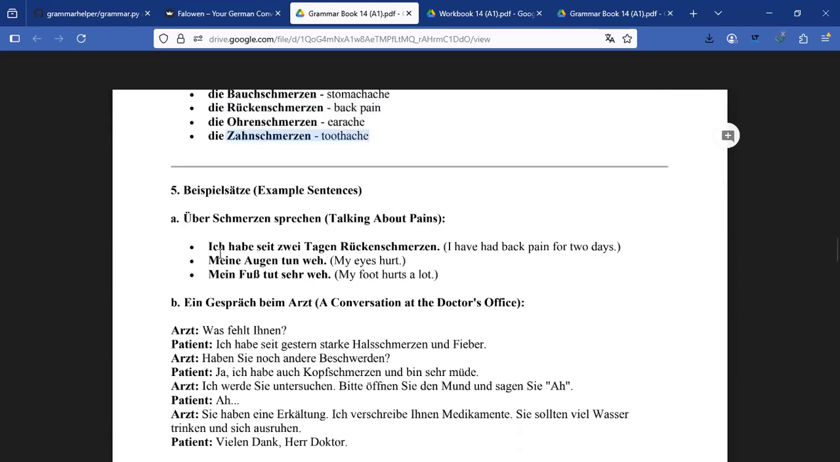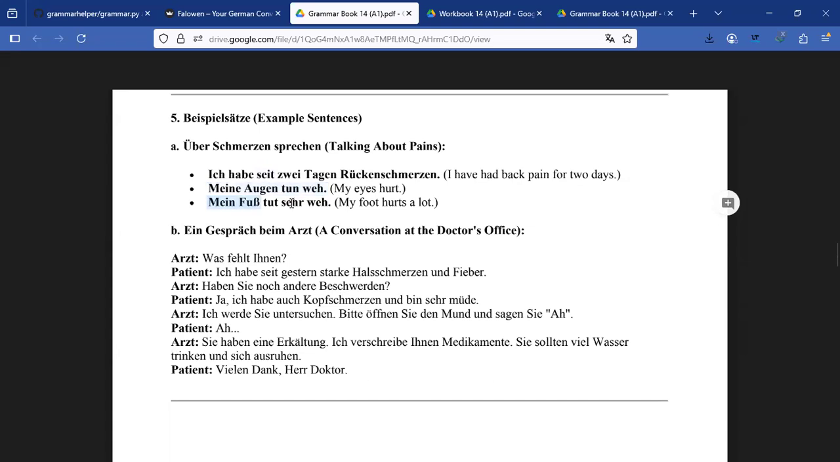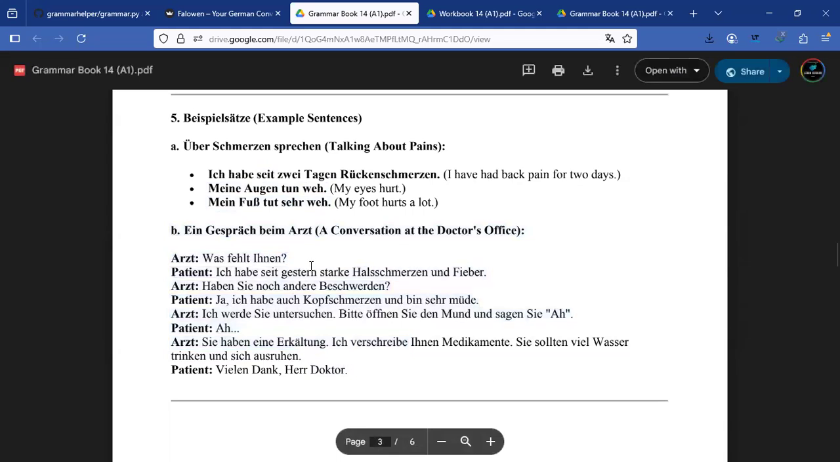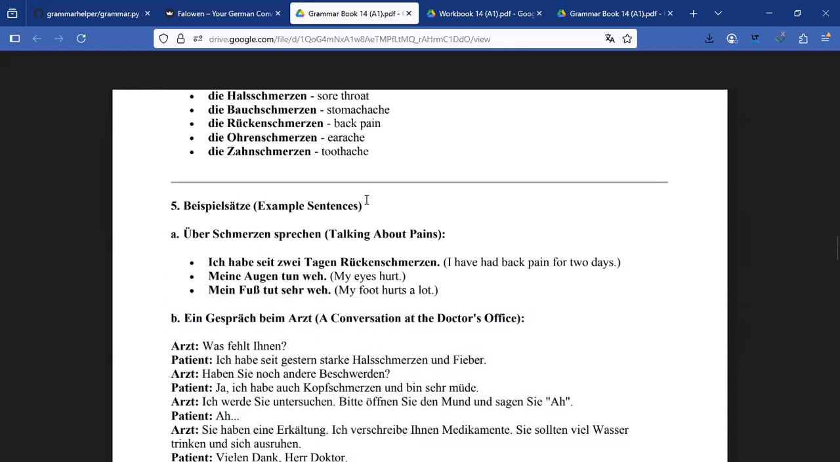So an example is ich habe seit 2 Tagen Rückenschmerzen. And this word seit means since, right? So we are going to use it a lot of times during the A2 class. So those who want to progress to A2, get used to this word. Ich habe seit 2 Tagen Rückenschmerzen. So I have had back pains for 2 days. Or meine Augen tun weh, it is my eyes hurt. Or mein Fuß tut weh. So this one is a small conversation that you can come and read through for more understanding and practice.